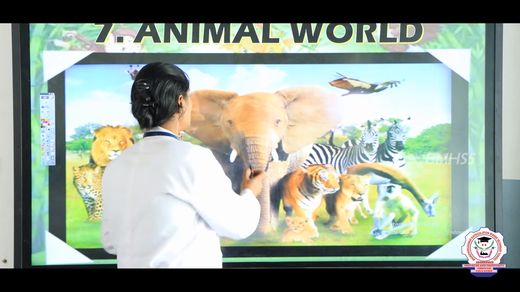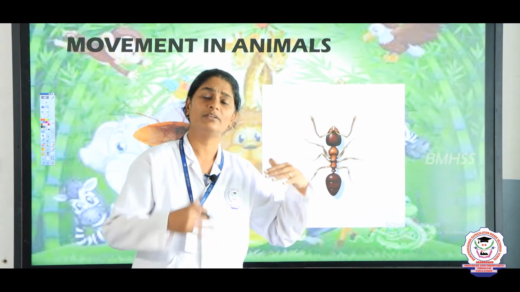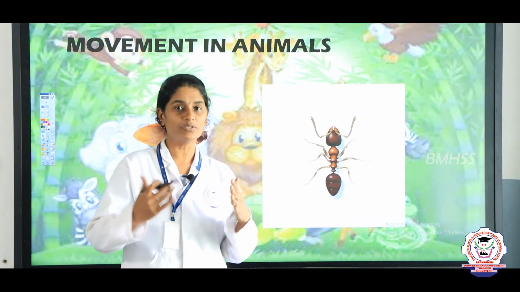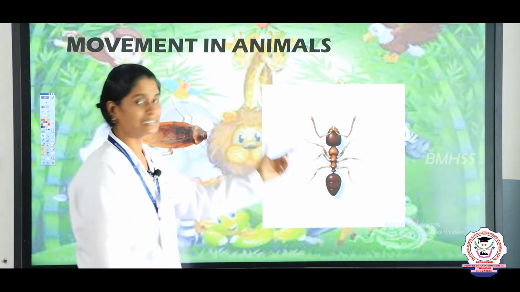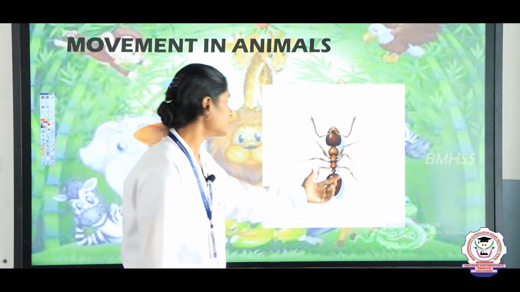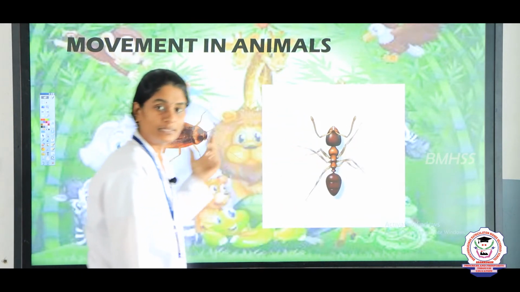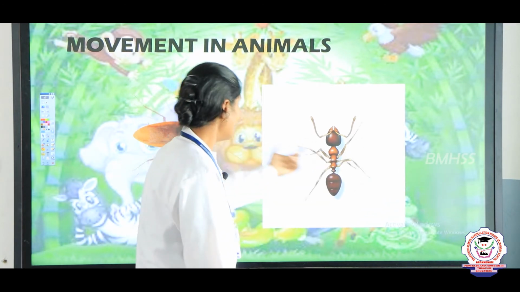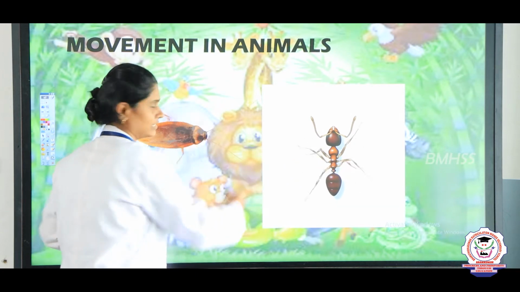Now, let us see how the animals move. Animals move in different ways, right. We cannot say all the animals move in the same pattern. For example, if we take insects like ant and cockroach, they move from one place to another with the help of their legs. They use legs to crawl.